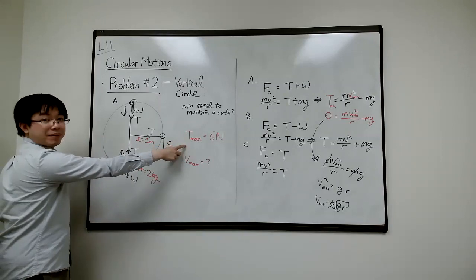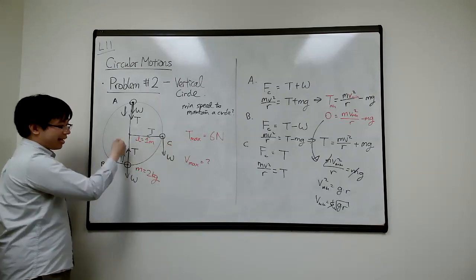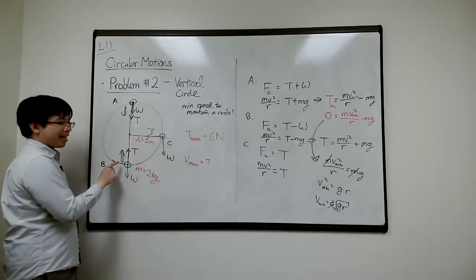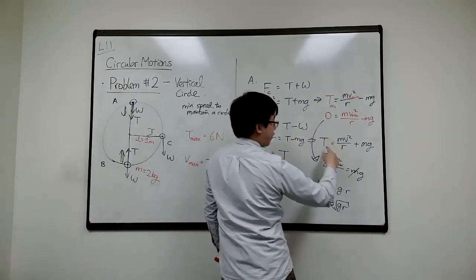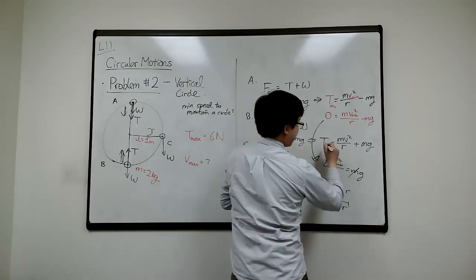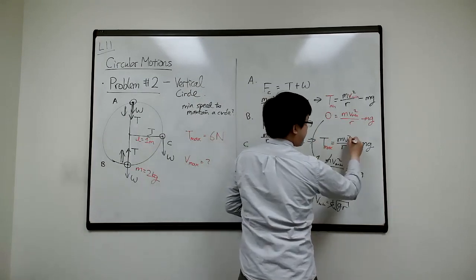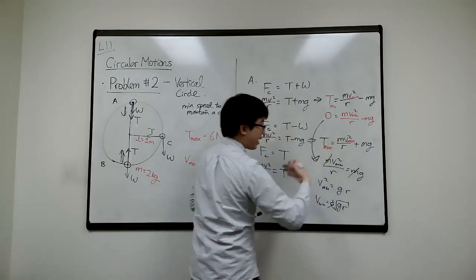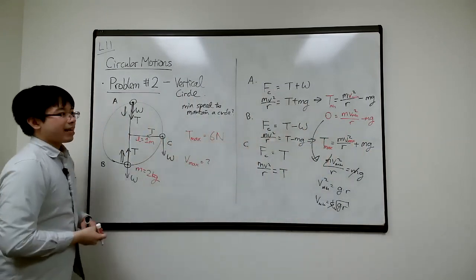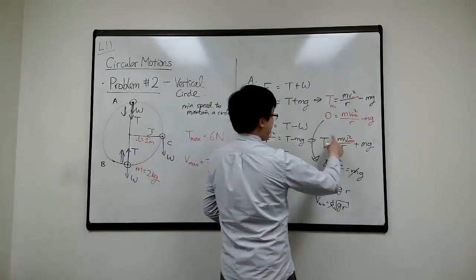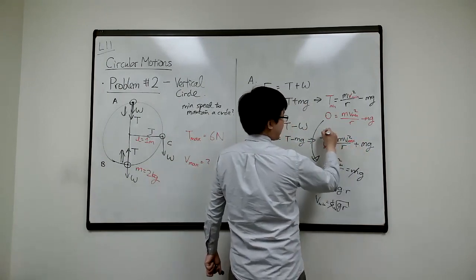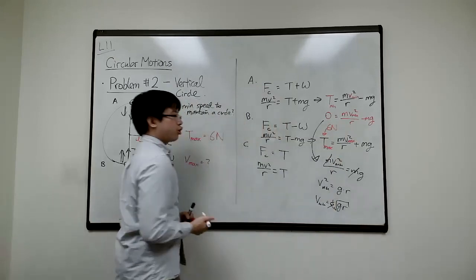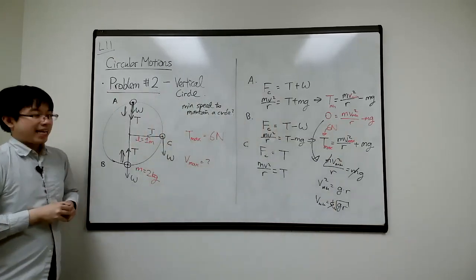But there's a maximum that the string can hold. So you want to analyze it over here. What you can do is put in T max and v max, because velocity is the only thing you can tweak like this. So now you can plug in all the numbers I've given you, and find out the max speed you can sustain if the string can sustain 6 newtons of tension.